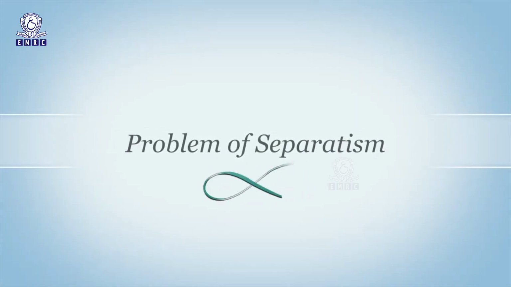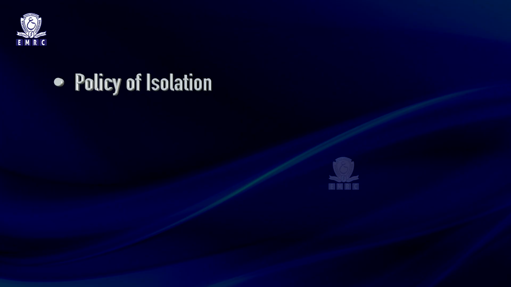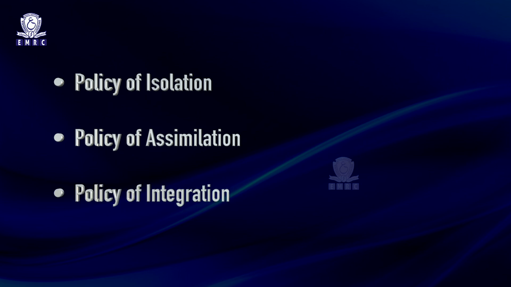Problem of separatism. Shankar Rao says that the divide and rule policy adopted by the British has done a lot of damage to the tribal areas. The relations between tribals and non-tribals are also under stress. In many states, tribals have taken up revolt and insurgency. There are various approaches to solve tribal problems which have been discussed in the literature. The viewpoints include policy of isolation, policy of assimilation, and policy of integration.